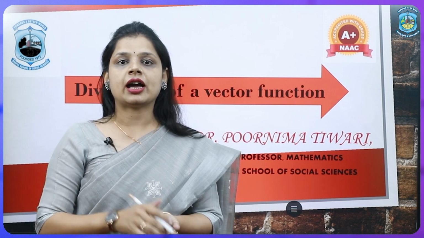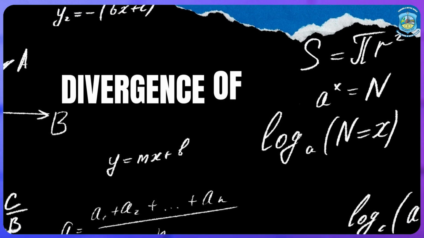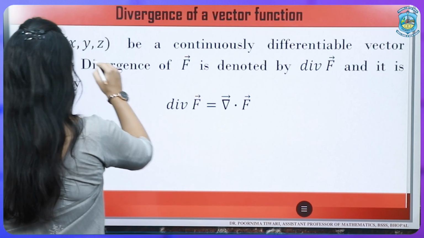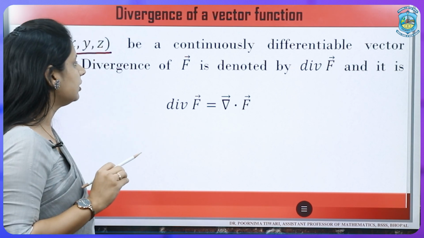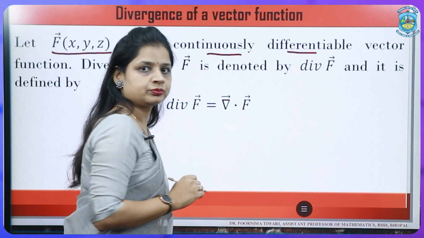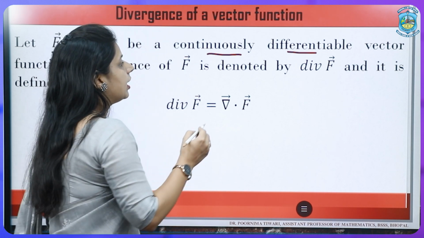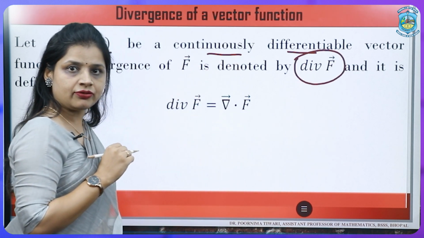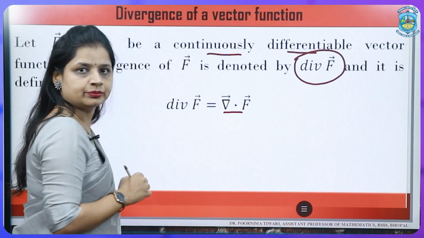In this video, I will explain about divergence of a vector function. Let us start with its definition. If a vector function of variables x, y, z is given and it is continuously differentiable, its divergence is a scalar quantity and this is denoted by divergence of f and it is defined by nabla dot f.